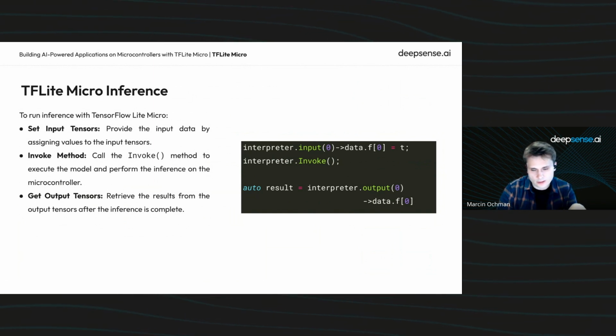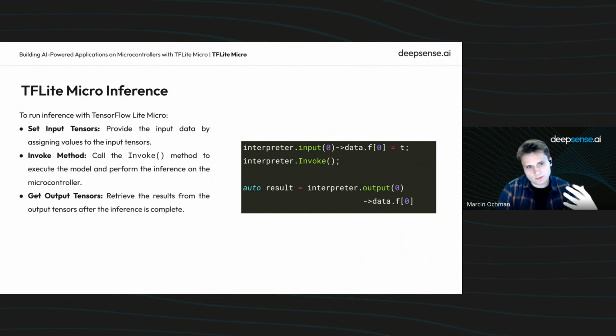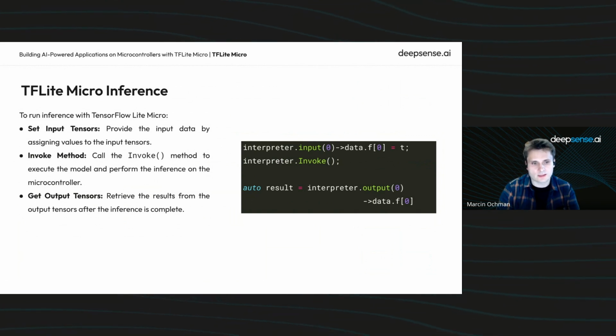And as you can see here, we set the first input tensor by assigning a value, and this step ensures that our model gets the correct input before running inference. Once the input is set, we need to execute the model, and this is done using the invoke method. Calling the invoke function tells the model to process the input data and run the inference.